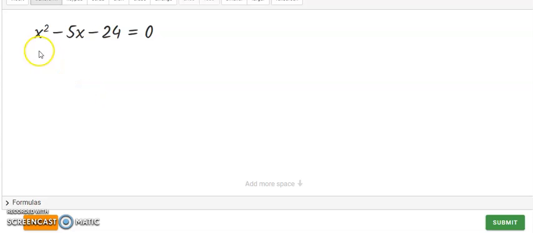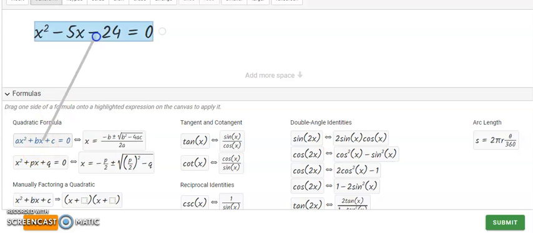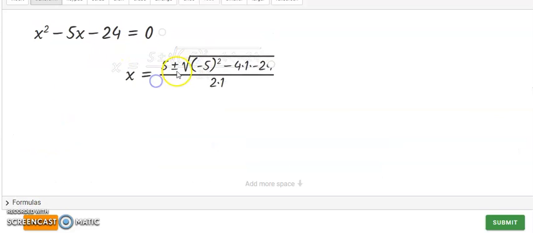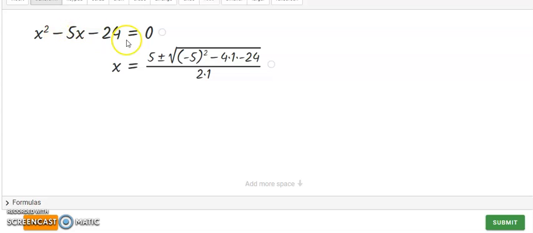So in problem number 2, again, set equal to 0, which is a requirement. Using the quadratic formula, this time the b value here is 5 because it's the opposite of b, so the b value is negative 5, so it's going to be 5 here, plus or minus. Again, make sure this is in parentheses, and I recommend whether it's positive or negative, always get in the habit of putting this in parentheses. So b squared minus 4 times the a value, which is 1, times the c value, which is negative 24, all over 2 times the a value.